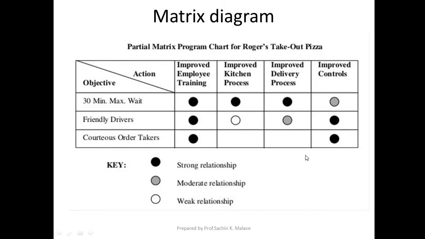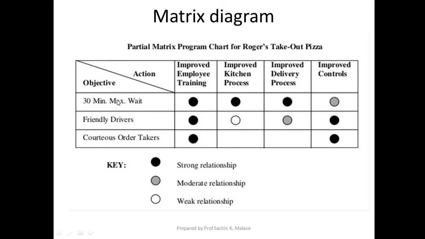As you can see, three symbols are used. A strong relationship is a circle fully filled with black. A moderate relationship is a circle filled with gray color, and a weak relationship is an empty circle, with no color filled. These are the symbols used to indicate the relationship between groups of information.